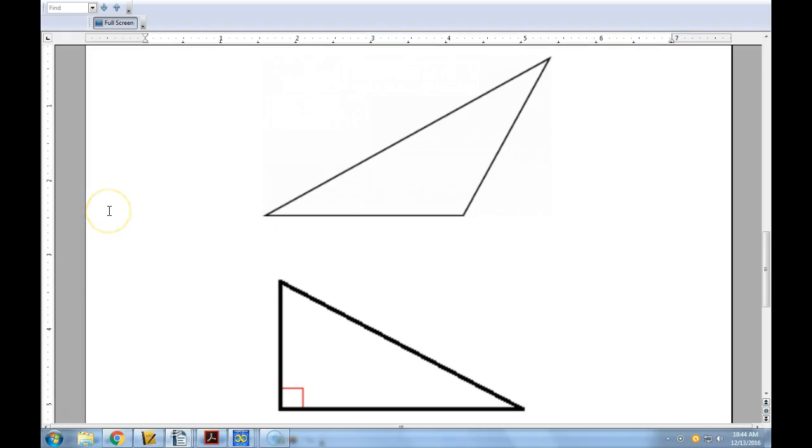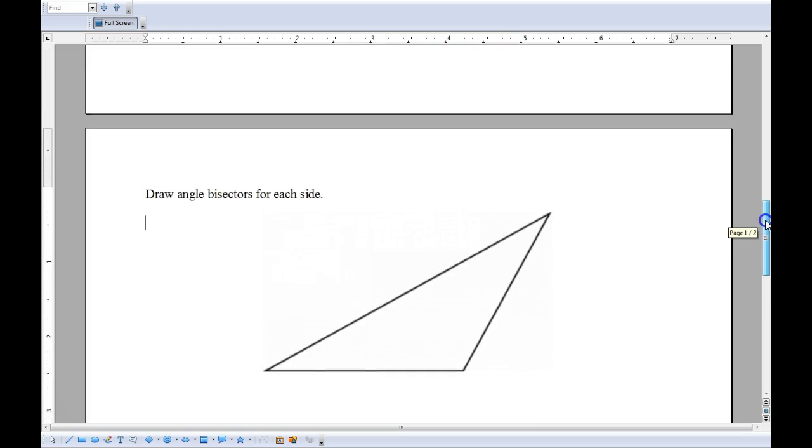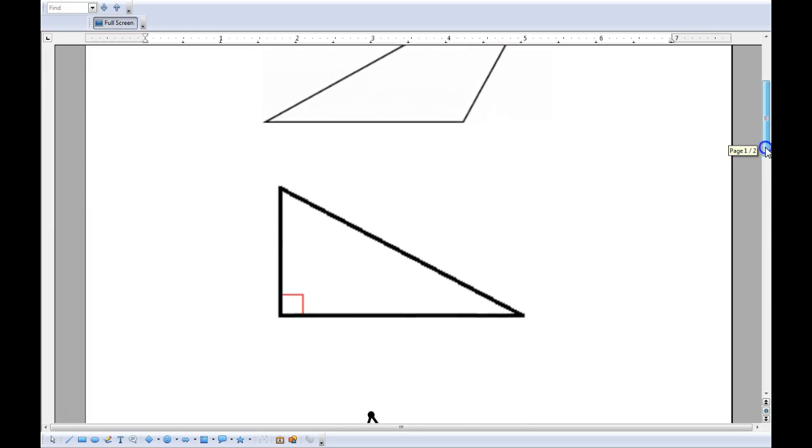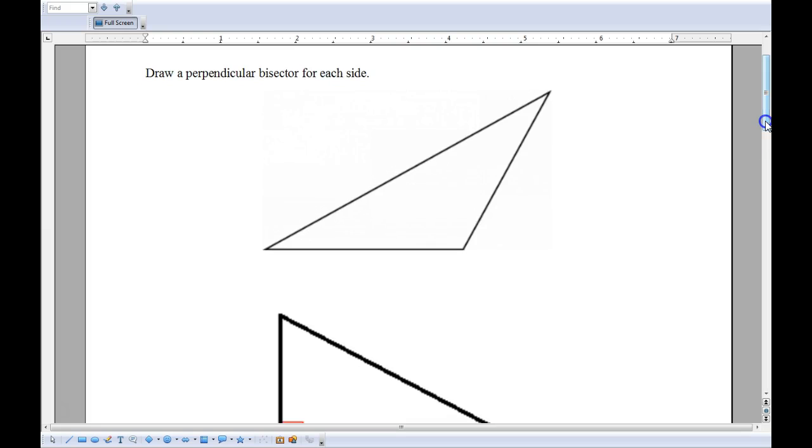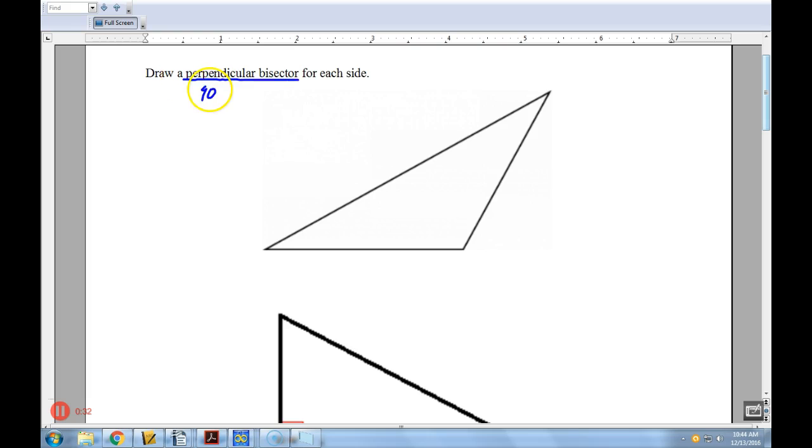So I tried to give you all three types of triangles. This top type of triangle is an obtuse triangle because it has one angle greater than 90. And to draw a perpendicular bisector, remember that's 90 degrees through the midpoint of each side. So that's what we have to do. We have to go 90 degrees through the midpoint of each side.